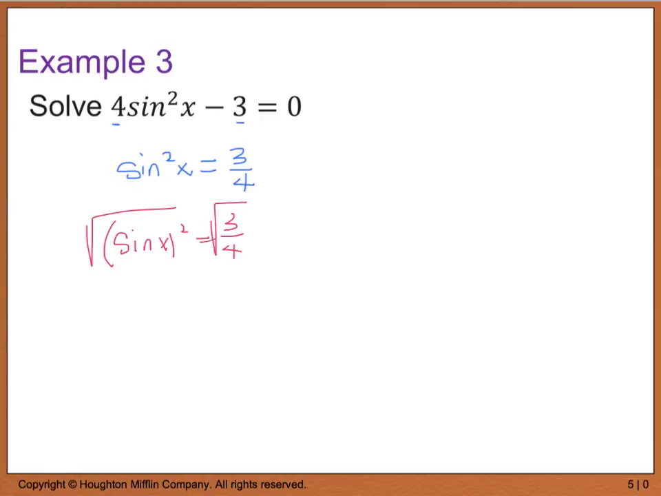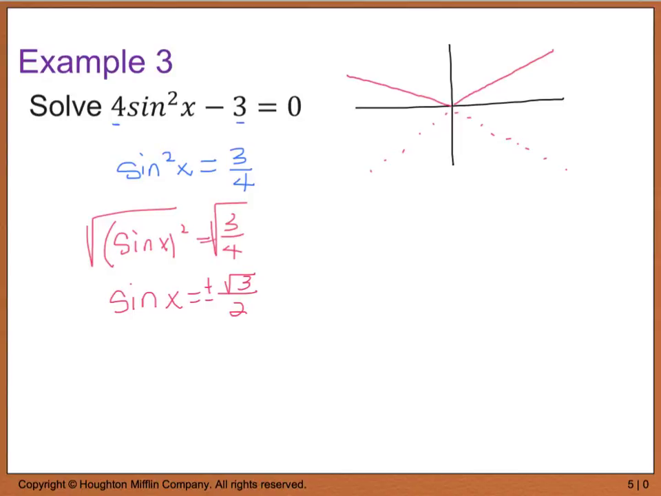So if I square root both sides, I end up with sine x equals the square root of 3, and the square root of 4 is going to give me 2, so I'm going to write it like that, and I get plus or minus. So if I look at my sketch here, I know sine x equals the square root of 3 over 2 at increments of pi over 3.